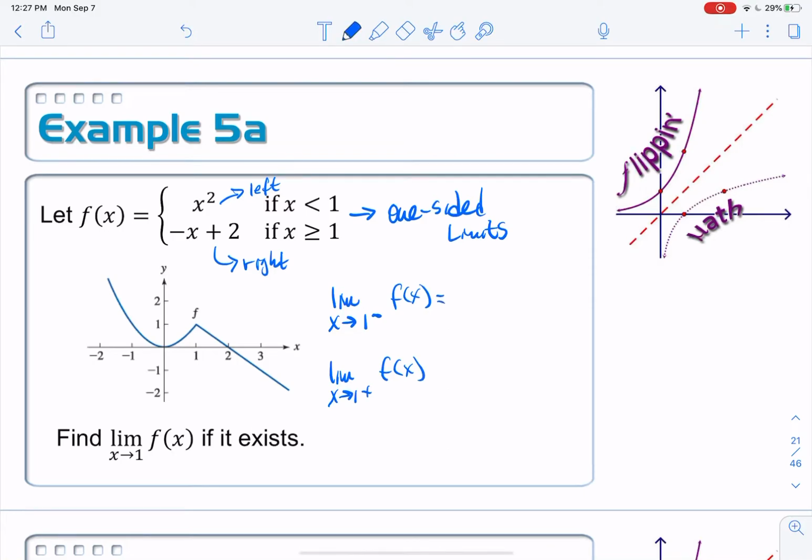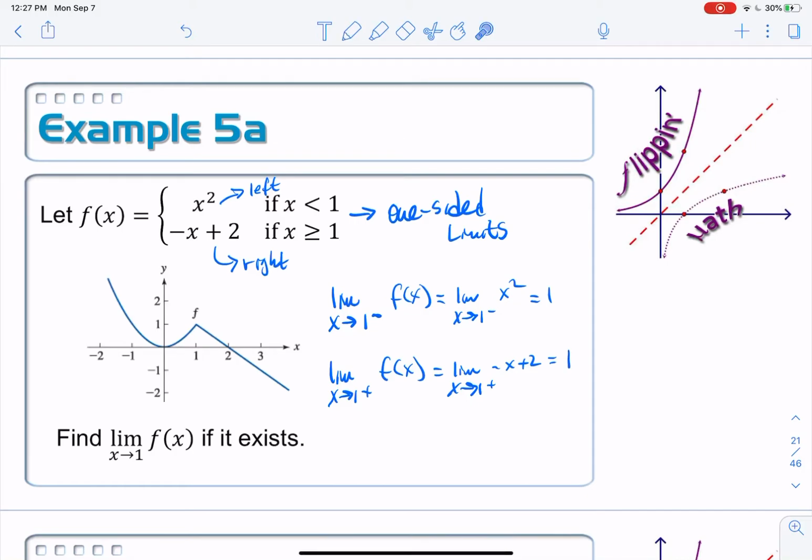So this is the same thing as the limit as x approaches 1 from the left of just x squared. X squared, we're totally allowed to directly substitute that in there, and that is equal to 1. And then on the right-hand side, that should be the same thing as the limit as x approaches 1 from the right of negative x plus 2. Again, that's a polynomial, so we're totally allowed to just directly substitute that in there. Negative 1 plus 2 is equal to 1.